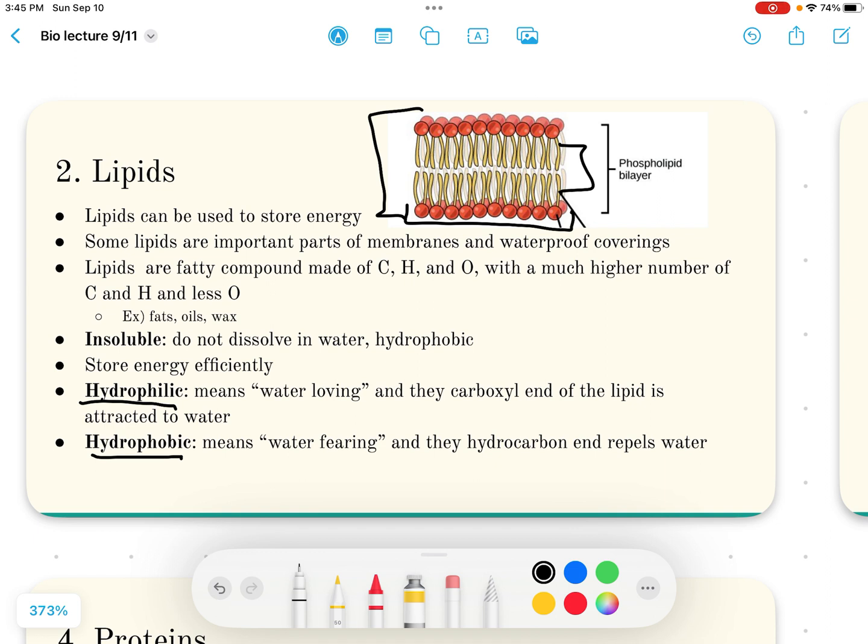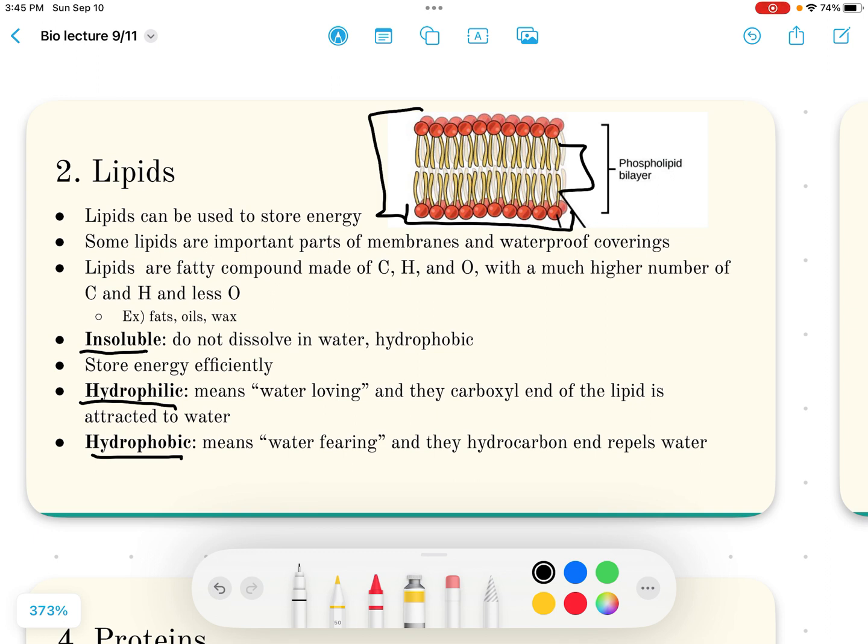They're also considered insoluble, meaning they do not dissolve in water, so they are hydrophobic. So a lot of times, if you ever hear the saying, oh, those two people are like oil and water. Oil is going to sit on top of the surface of the water and not mix in. That's because it's insoluble in water. It does not like to dissolve or break down.